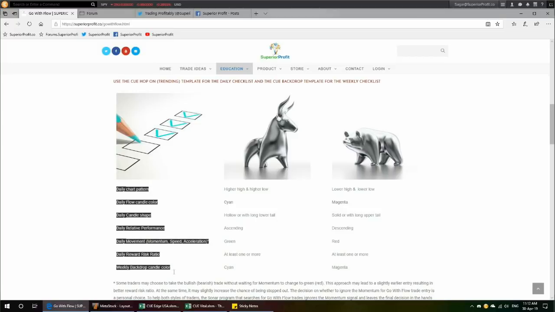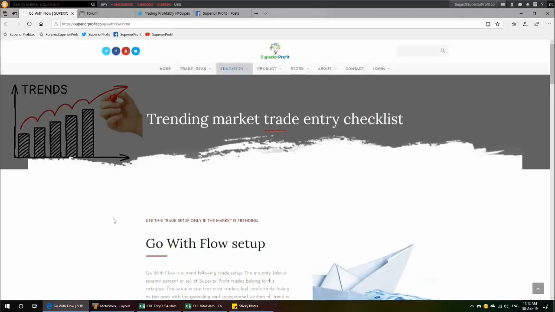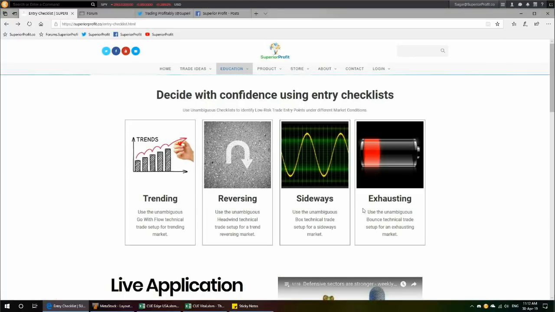The good thing about the checklist is that whoever is looking at it, whether I am looking at it, you are looking at it, or Hunter is looking at it, will come to the same conclusion about whether the checklist conditions are being met or not being met. If they are being met, then we have a valid trade setup, a trend following setup, for example. We have other trade setups for reversing market, sideways market, and exhausting market.